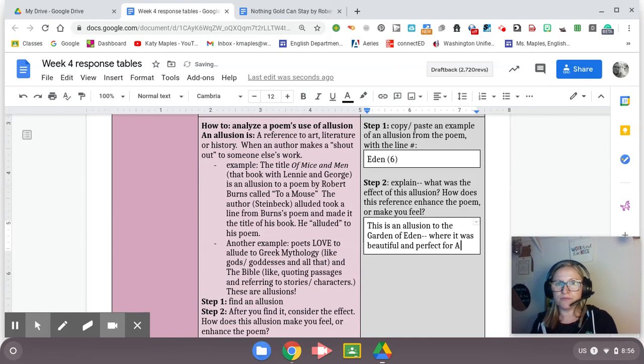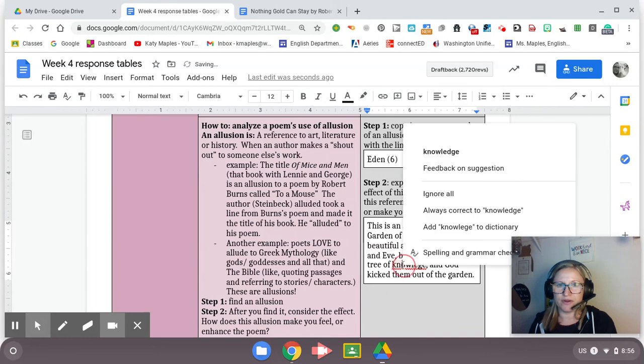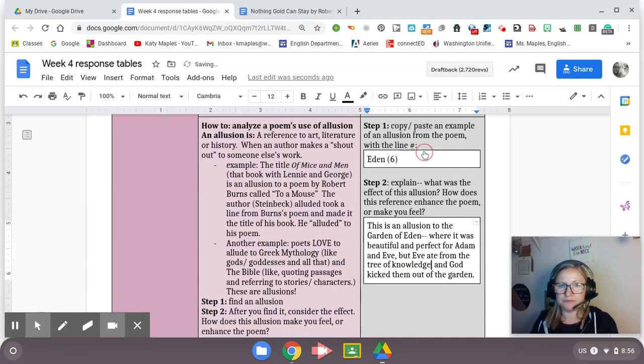For Adam and Eve. Not even Eve. But Eve ate from the tree of knowledge, and God kicked them out of the garden. Very simple summary of that biblical story.